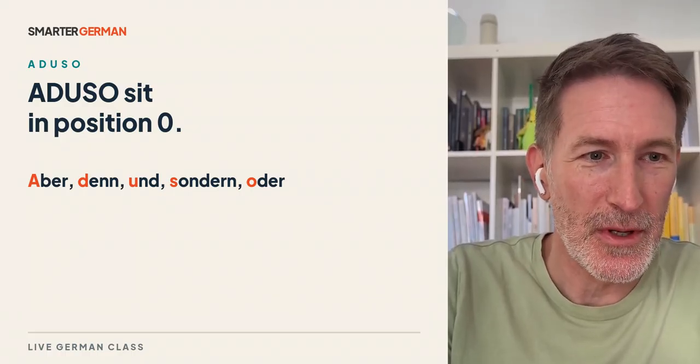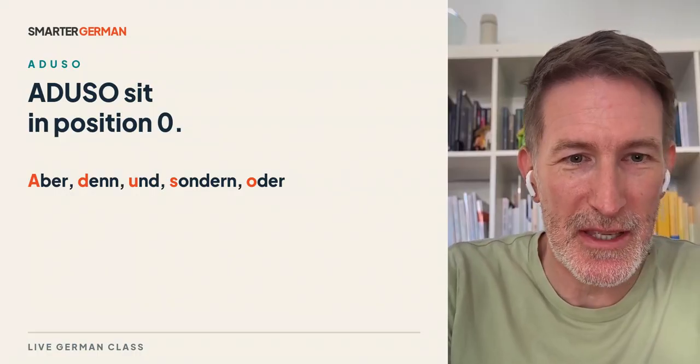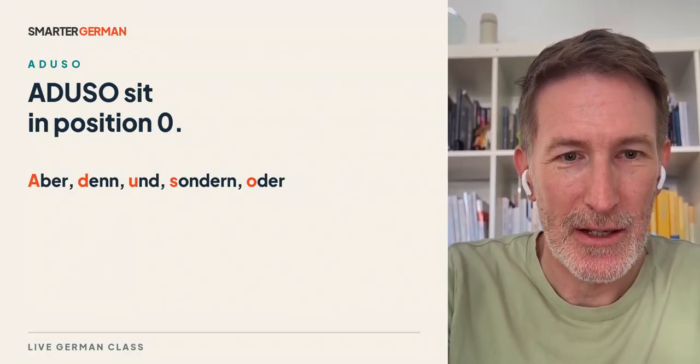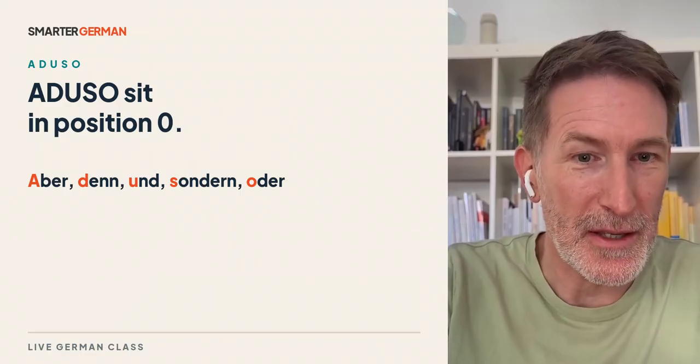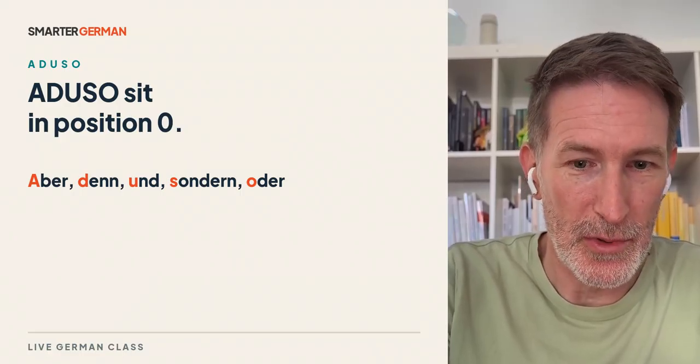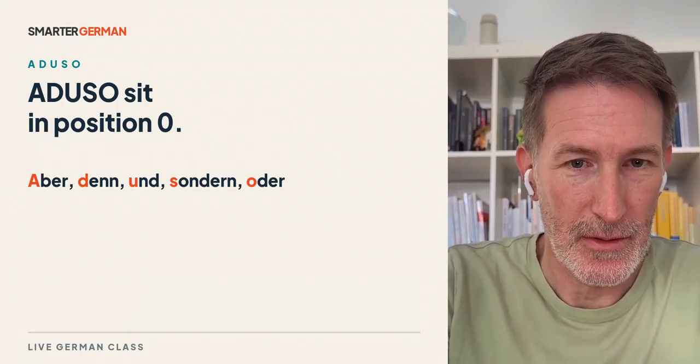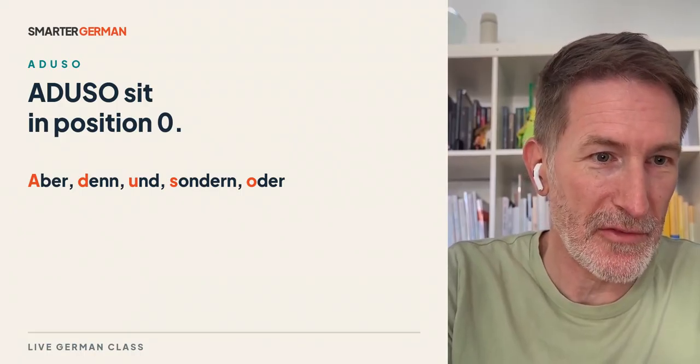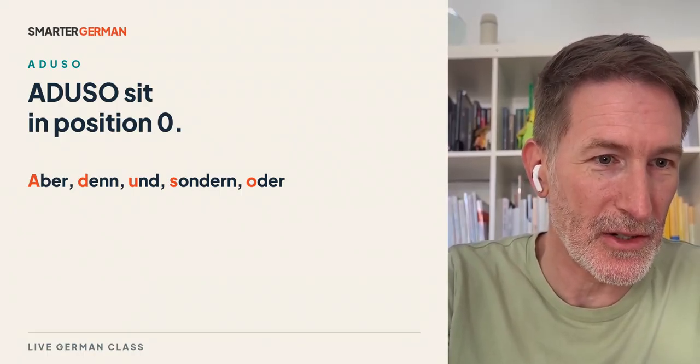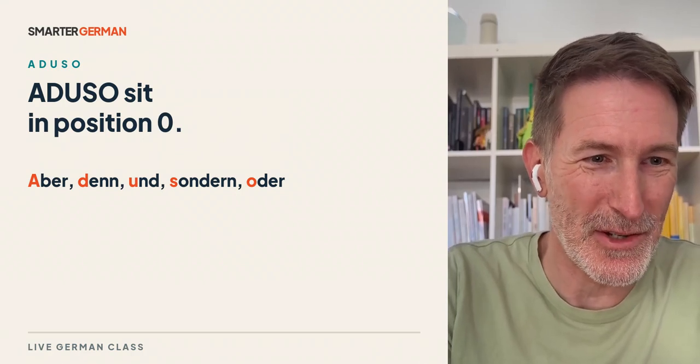So these are also conjunctions, but these are special because they take no space, zero position. And if you take the first letter of each of these, you get ADUSO. And that is easy to remember.